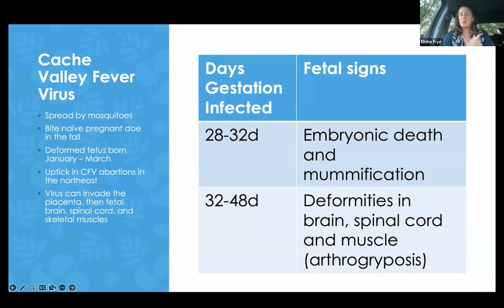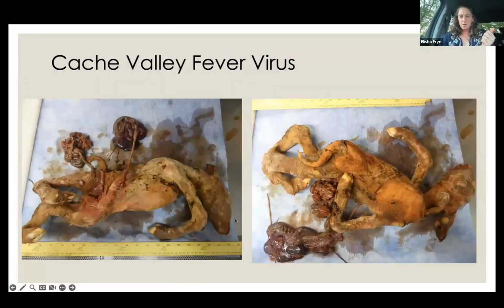Sometimes the fetuses are small or the fluid's yucky and we can't actually run the test. So the other telltale sign with Cache Valley is these deformities that you can see in the fetus. So, if they're infected in this very brief window, 32 to 48 days of pregnancy, you can get deformities in the brain, the spinal cord, and the muscle. And I'll show you some pictures.